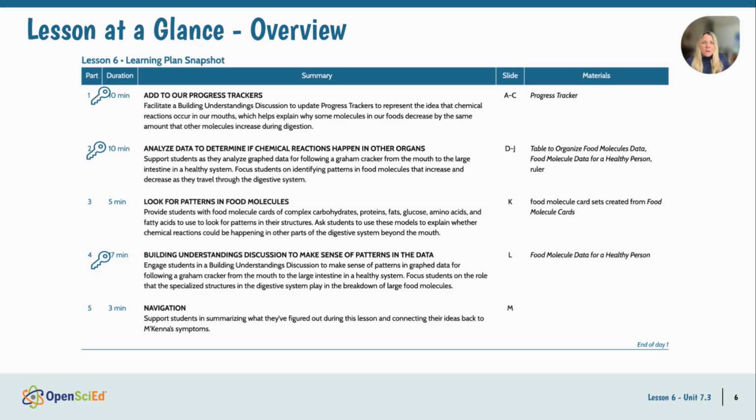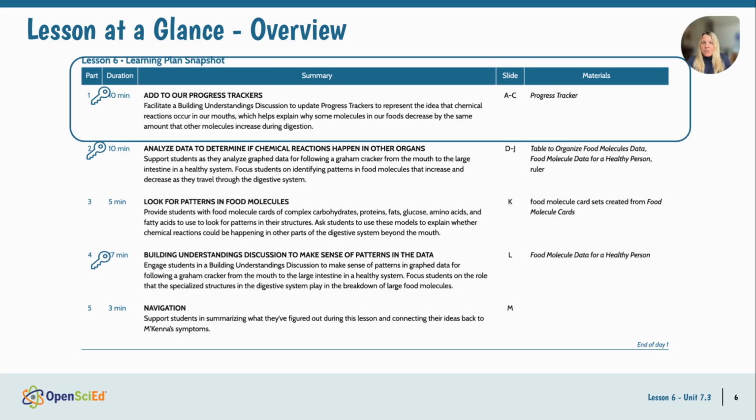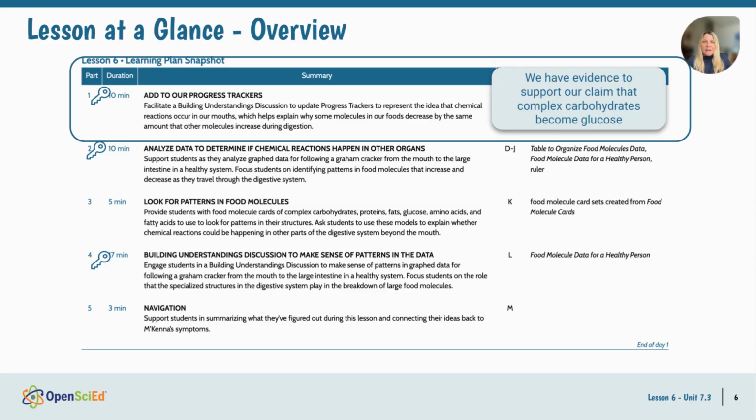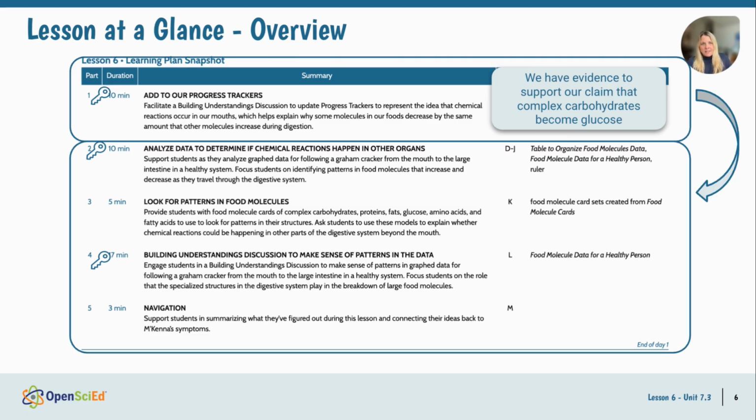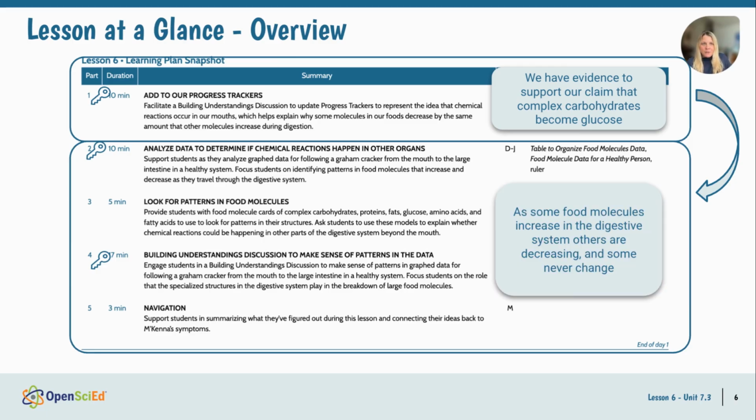For this one-day lesson, there are two major sense-making moments. The first chunk happens in part 1, where the students add to their progress trackers what they had learned in Lesson 5 about how starch breaks down by a chemical reaction into glucose in the mouth. This then leads us to the second sense-making chunk, where students use data for the rest of the digestive system and identify where food molecules are increasing, decreasing, staying the same, or just looking for other patterns. They then look at the structures of these food molecules and discuss why they think some of the molecules are increasing while others are decreasing, and the patterns that they see as this is happening.